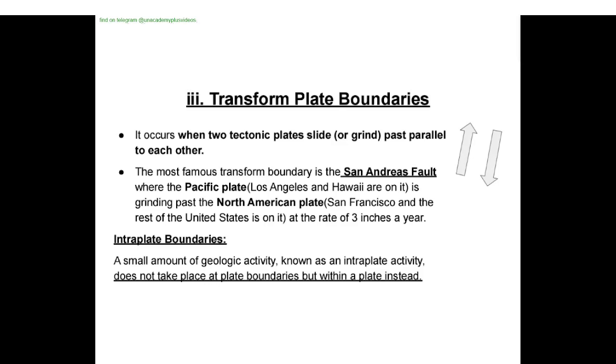Transform plate boundaries. It occurs when two tectonic plates slide or grind past parallel to each other. The most famous transform boundary is the San Andreas Fault, where the Pacific plate, on which Los Angeles and Hawaii are located, is grinding past the North American plate, on which San Francisco and the rest of the United States is located, at the rate of 3 inches a year.